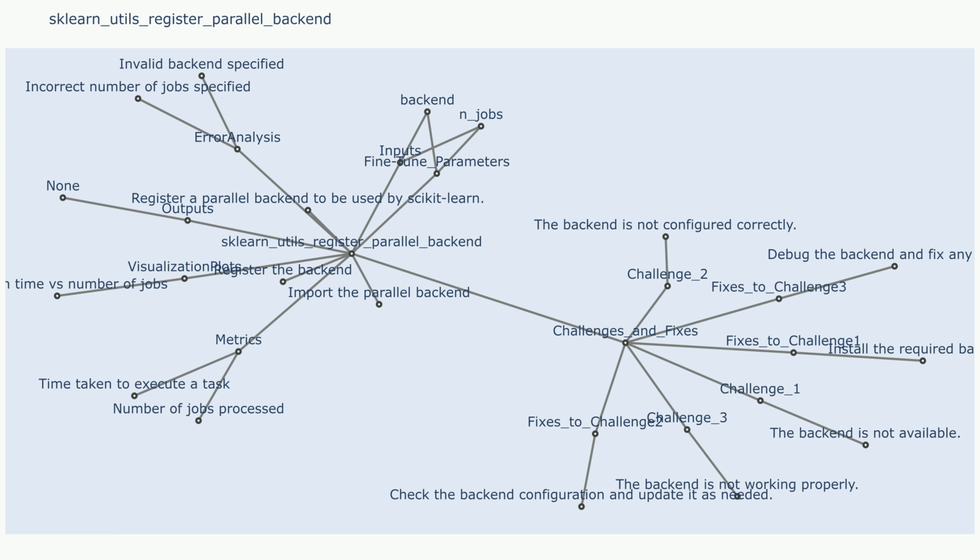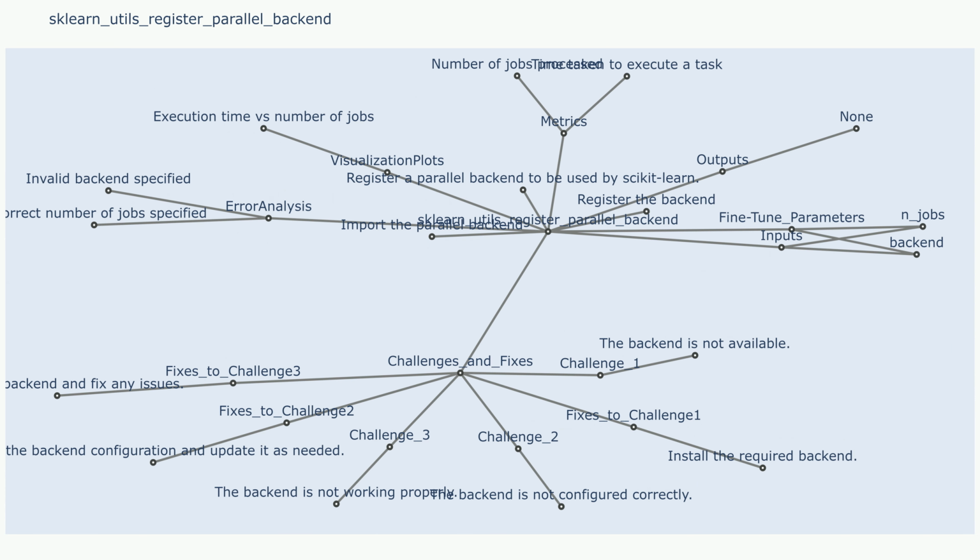Challenges and fixes: challenge 1, choosing the right backend. Selecting an appropriate backend depends on the specific task, available resources, and potential limitations. Sample use case: for tasks involving CPU-intensive computations and limited memory, threading might be suitable. For more resource-intensive or data parallel tasks, multiprocessing or Dask may be preferable.